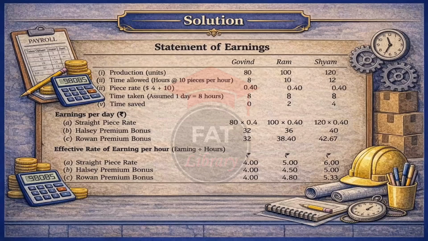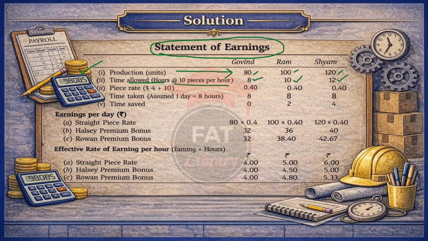Here we have to prepare the statement of earnings. So let us first list down what are all the things they have given. The production has been given in units. So Govind has produced 80 units, Ram produced 100 units and Sham produced 120 units. Likewise, the time allowed, hours at 10 pieces per hour. So it has told in the problem that in 1 hour they can produce 10 pieces or 10 units of the product. So how much time is allowed for Govind? It is 8 hours, and for Ram it is 10 hours, and for Sham it has given 12 hours.